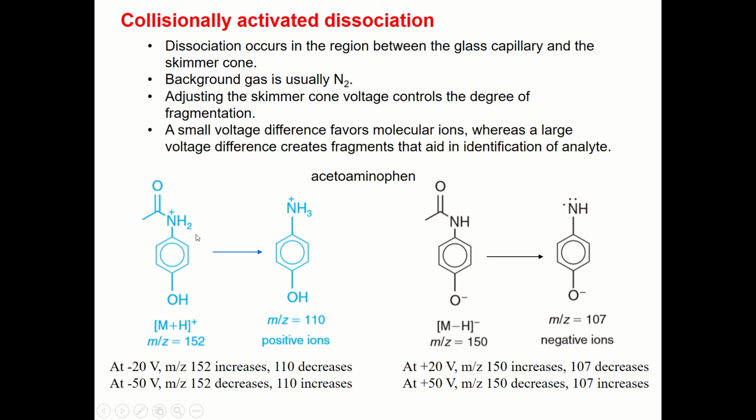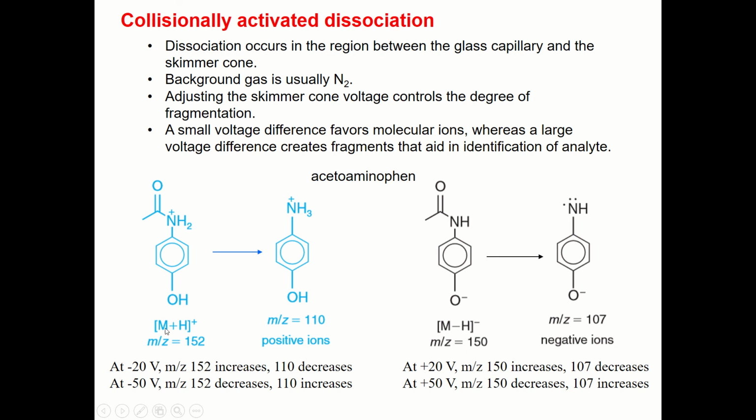This is the molecular ion. Actually, one proton is added, so the mass to charge ratio is 152 for this ion. But when you increase the voltage to the skimmer, it is fragmented. This part is removed, so it becomes this one, maybe phenol, right?